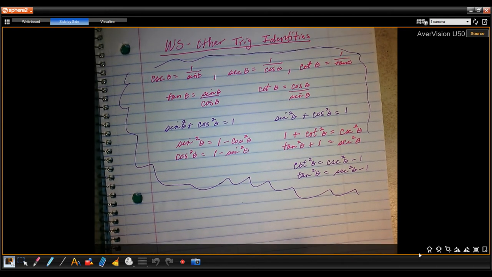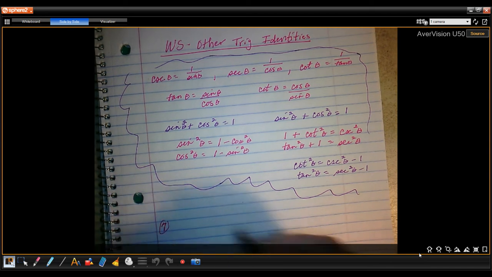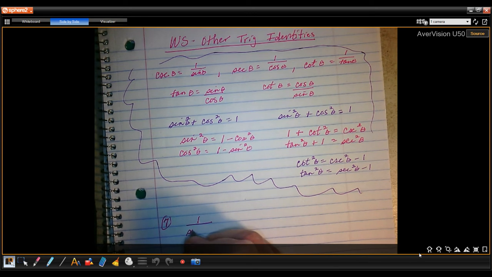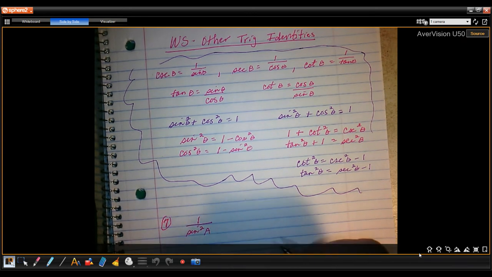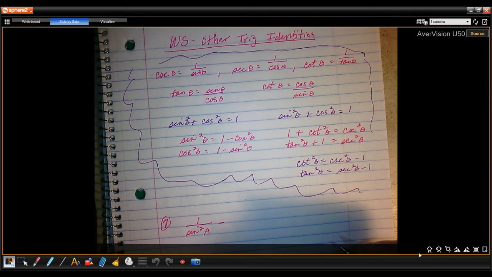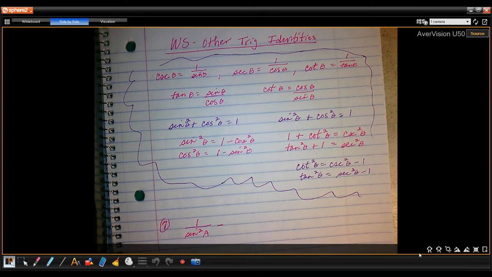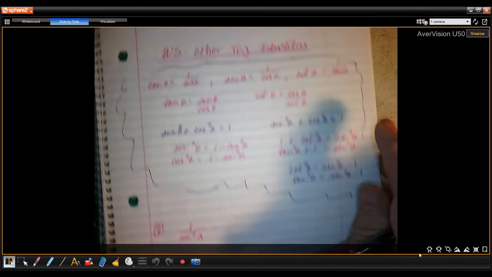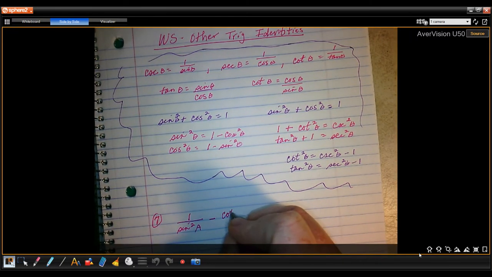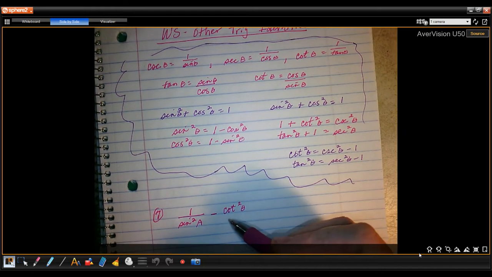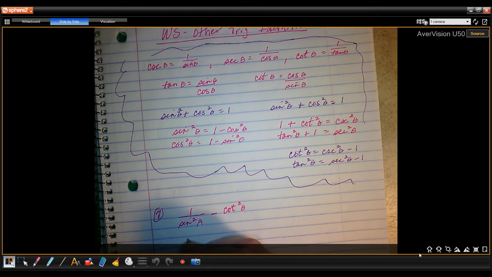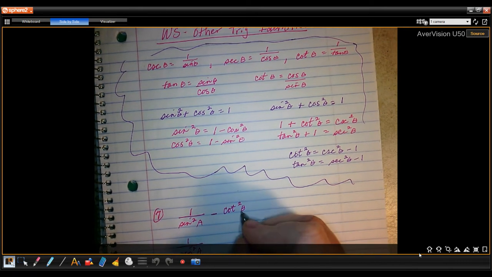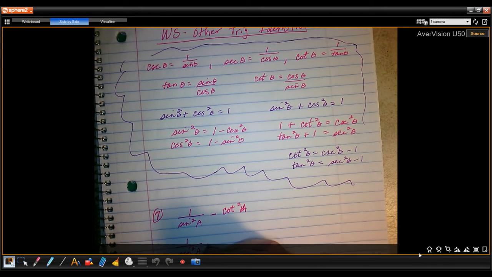So what if we do like 7? Okay, 7, I notice 1 over sine squared A minus 1 over tangent squared. Well, I know 1 over tangent over here. 1 over tangent is the same thing as cotangent. So this is what I'm doing. Cotangent squared, right? So that's the same thing. I'm just substituting. Then I know, 1 over sine squared A. Oh, this is A.